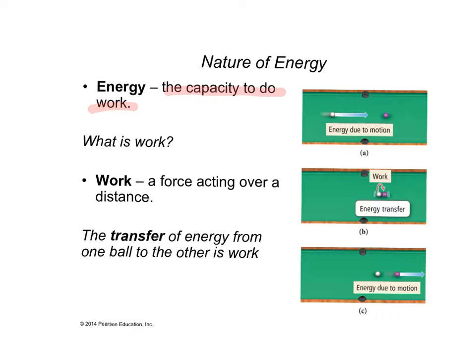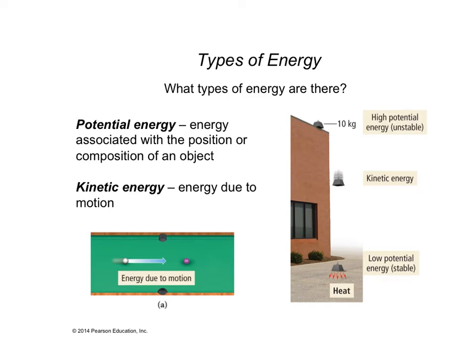So work is taking something like a box and applying a force and moving that through a distance. Okay, so work is force acting over a distance. Again, when I have to push this table across the room, that is me doing work, right? Again, energy is the capacity to do work, so I have lots of energy. All right, so what types of energy do we usually deal with?